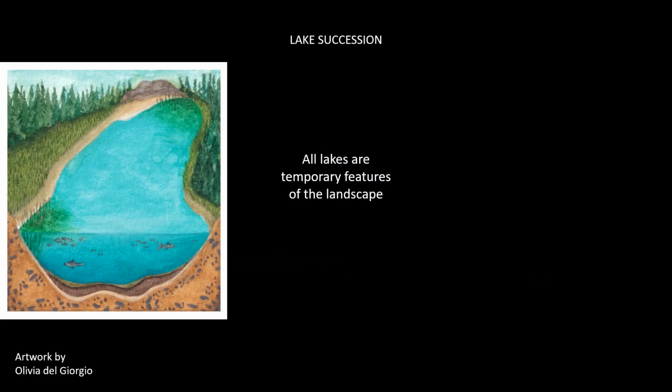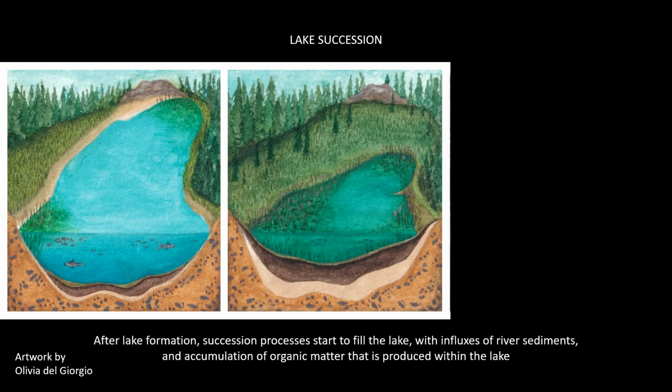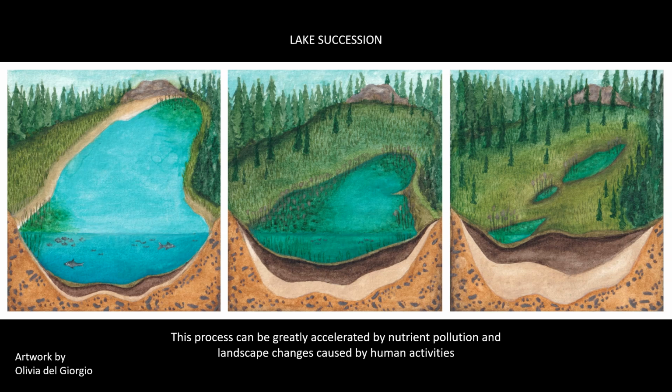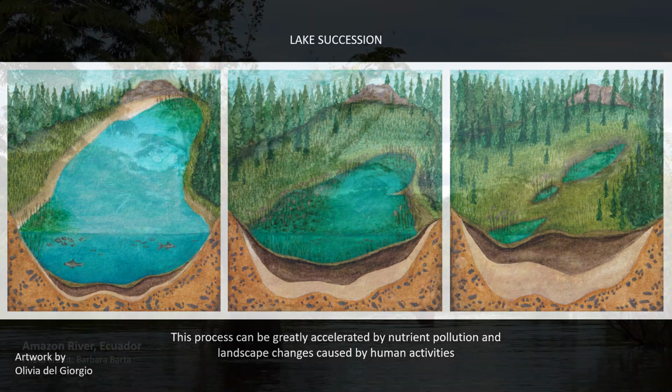All lakes are temporary features of the landscape. After lake formation, succession processes start to fill the lake with influxes of river sediments and accumulation of organic matter that is produced within the lake. The succession process may be accompanied by different stages of nutrient loading: oligotrophic, mesotrophic, eutrophic, and hypereutrophic. This process can be greatly accelerated by nutrient pollution and landscape changes caused by human activities.